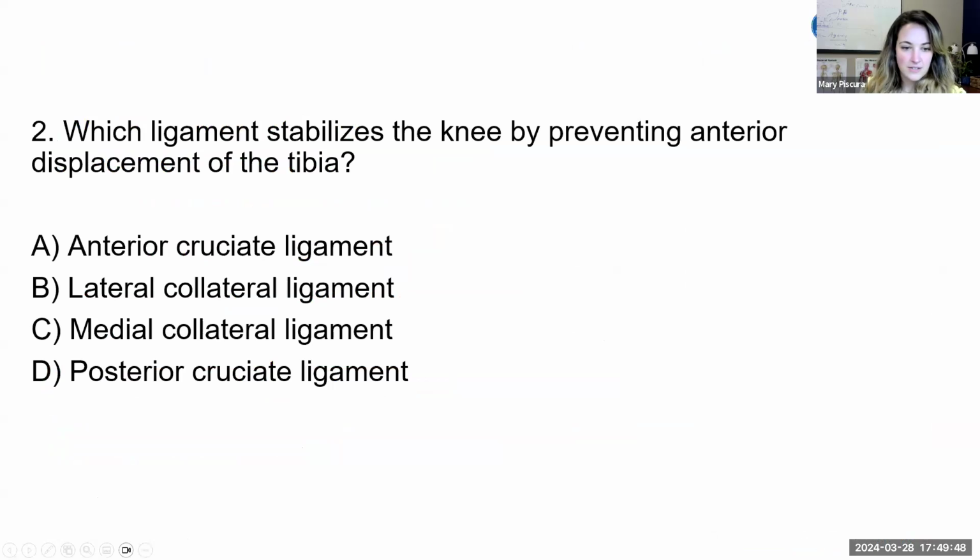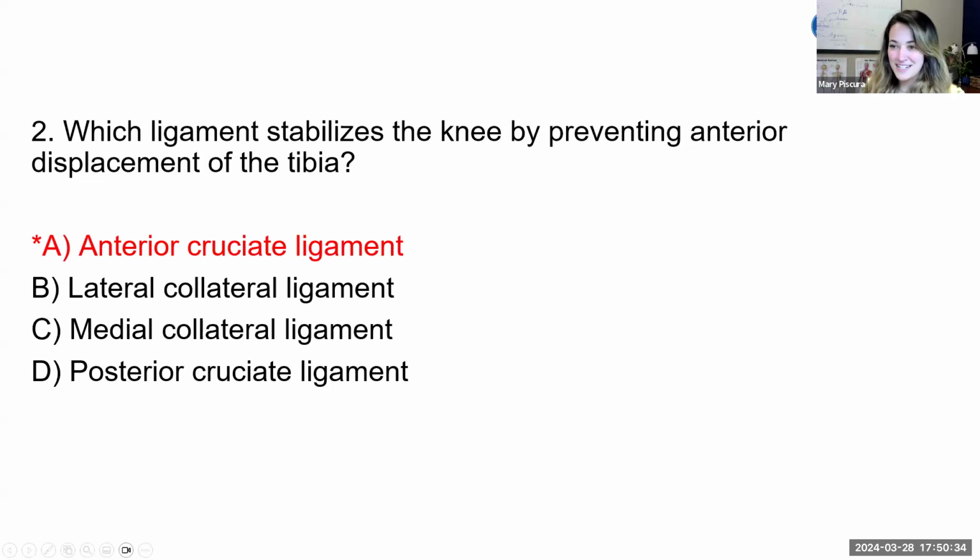All right, so let's do the next question. This is a good one, a very clinically important one. Which ligament stabilizes the knee by preventing anterior displacement of the tibia? This one I'm starting to see a lot of mixed responses, so kind of split across the board here. All right, so let's go into this a little bit. The answer here is going to be your anterior cruciate ligament. I promise it's not a trick question in how these are named.